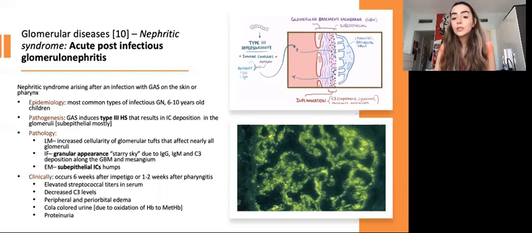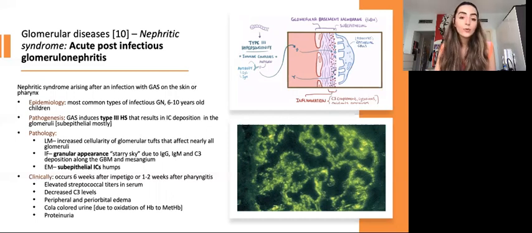Now, how it looks pathologically: on light microscopy, the most characteristic change is the increased cellularity of the glomerular tufts, and this affects almost all the glomeruli, being diffuse glomerulonephritis. The increased cellularity is caused by proliferation and swelling of the endothelial and mesangial cells, and by infiltrating neutrophils and monocytes. You also have red blood cell casts found in some of the tubules.